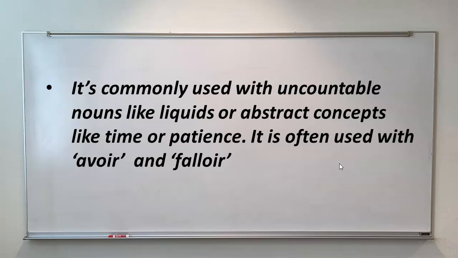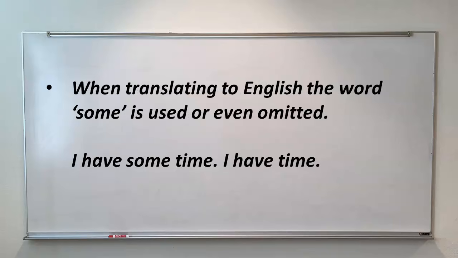It's commonly used with uncountable nouns like liquids or maybe abstract concepts like time or patience. It's often used with the verbs avoir and falloir. When you translate the partitive article from French to English, we of course use the word some, but here's the tricky thing about this. In English, the word some is not necessary and it's oftentimes omitted. For example, I could say, I have some time, or I can simply say, I have time. The idea of some is simply understood.